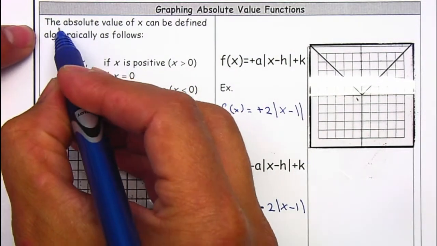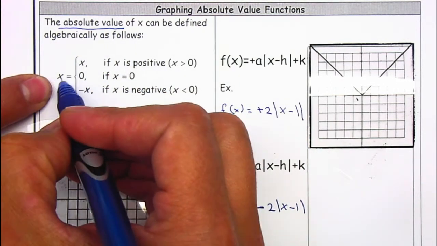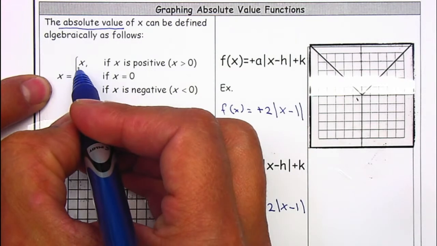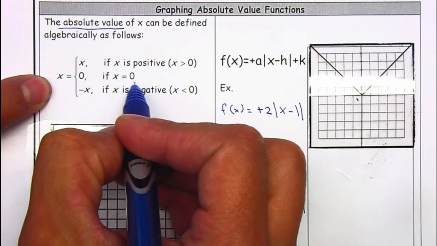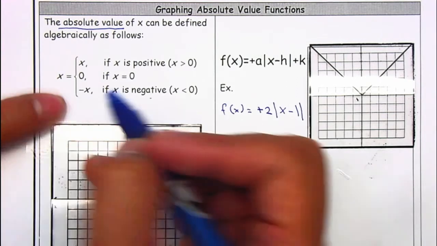As we learned before, the absolute value of x can be described in three different ways. If x is positive, then the value will be itself. If x is 0, it will be 0. If x is negative, then the value will be the opposite.